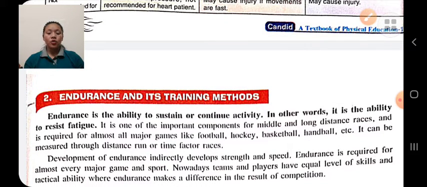Next is endurance and its training methods. Endurance is the ability to sustain a continued activity, meaning the ability to resist fatigue. Endurance means the ability of a person to continue an activity for a long period of time under the condition of fatigue. If the person is able to do the activity for a long period of time, it means he has good endurance. For example, endurance is mainly required in long distance games like marathon, cycling, etc.